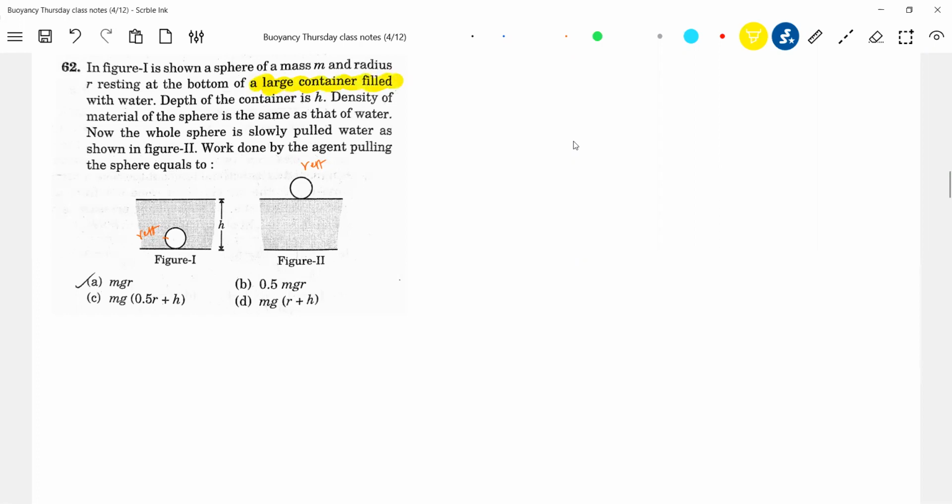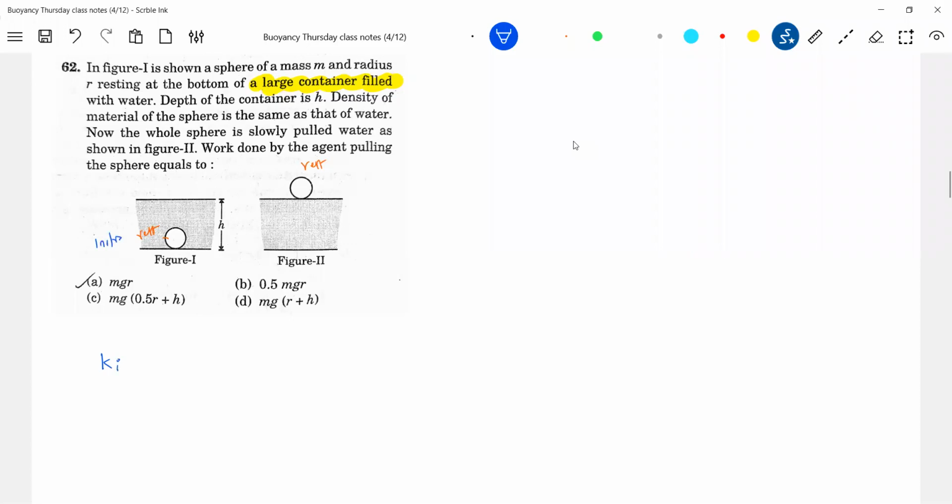No, no, I'll do it like this. I'll proceed here. Now, who will pull it slowly? Work done by the extra agent in pulling the sphere slowly. He will pull the sphere out of the water from a depth H. So fine. So, initial kinetic energy.